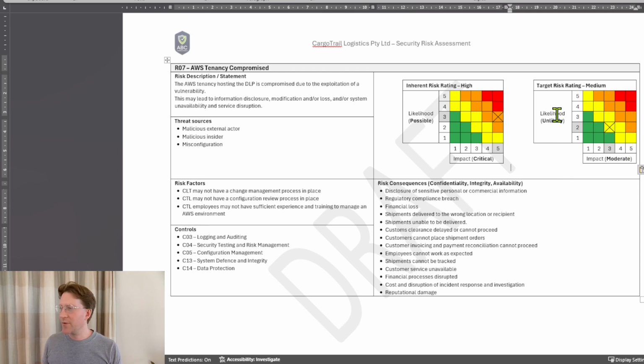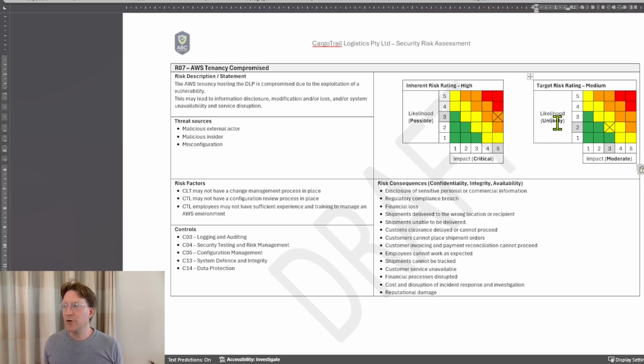Now the target risk rating, we'll look at unlikely likelihood, moderate impact, and medium risk. This is due to the fact that if we have things like configuration management, we can set it up correctly in the first place. We can then control who can change things. We don't want to have someone inadvertently or deliberately change something so it's now publicly accessible when it shouldn't be. It's less likely that we have these issues, so therefore it's unlikely, but it's still possible.